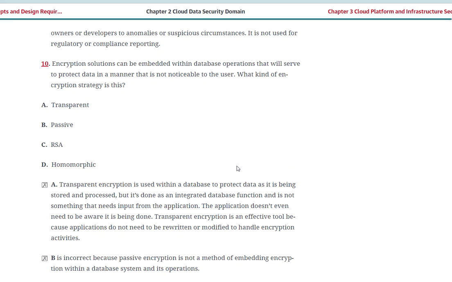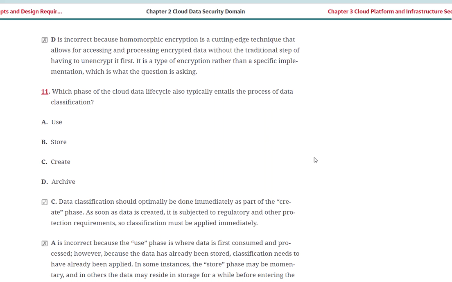Question 10. Encryption solutions can be embedded within database operations that will serve to protect data in a manner that is not noticeable to the user. What kind of encryption strategy is this? And the correct answer is A, transparent. Question 11. Which phase of the cloud data lifecycle also typically entails the process of data classification? And the correct answer is C, create.